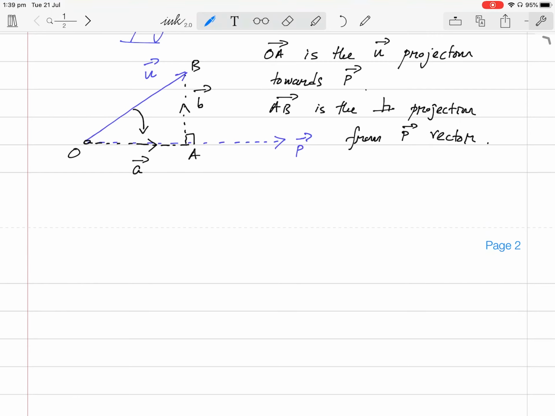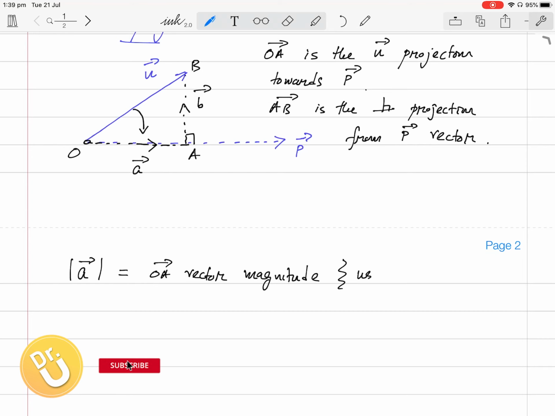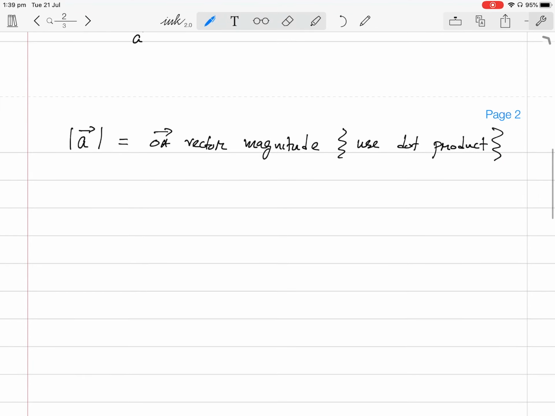This is how we do this. A vector magnitude, which is the magnitude of OA vector. Then, how to find that? We use dot product. We will understand why we use dot product.